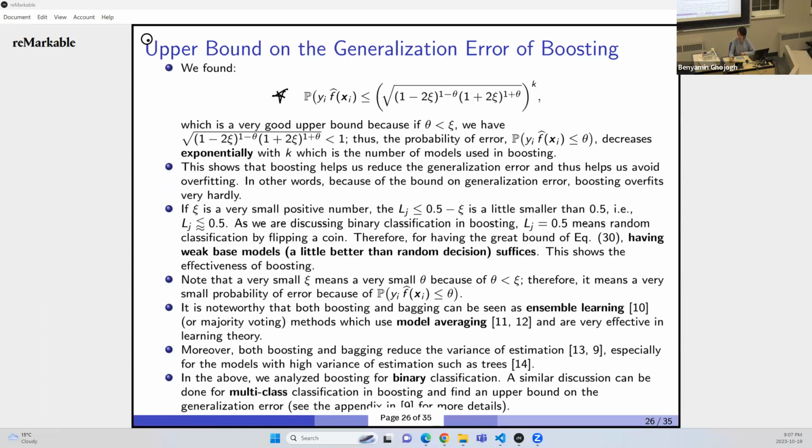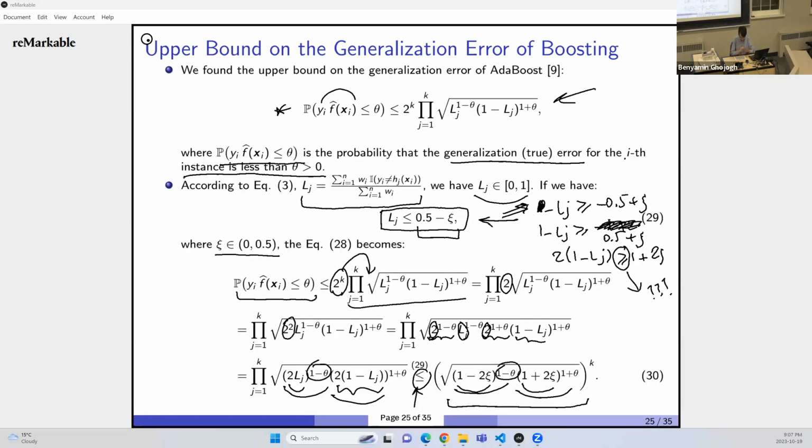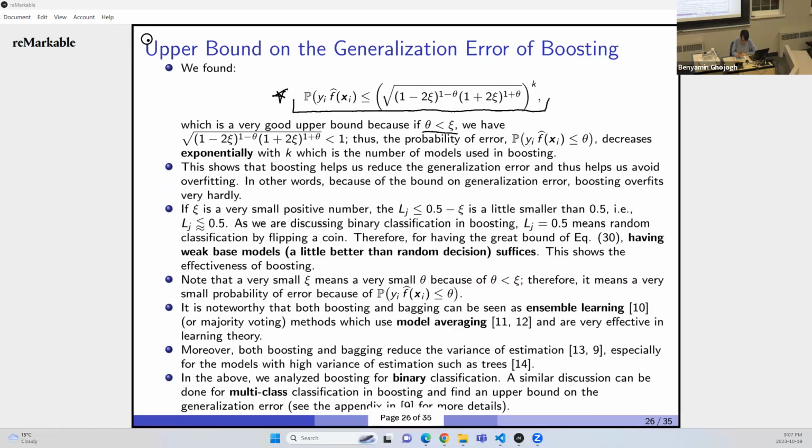Did you get it? We have this. We simplified the upper bound on the probability of error. Okay. This is a very good upper bound. Can you tell me why? Because what was theta? Do you remember? If theta was 0, we had absolute misclassification. If this is less than or equal to 0, it's absolute misclassification. We relaxed that a little bit. We said theta is a small positive number, right? Then if theta is less than zeta, what happens? This becomes less than 1.